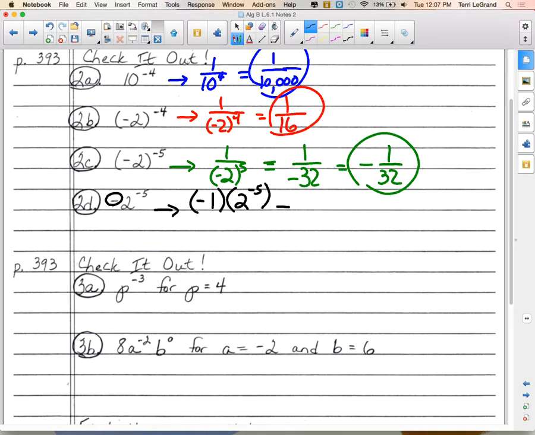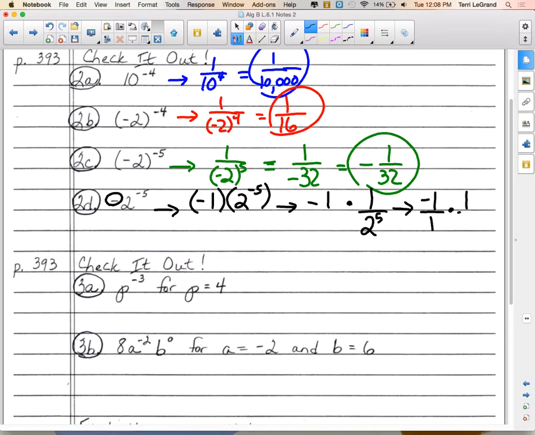So now we can rewrite this as -1, which is going to stay -1, multiplied times our 2 to the -5 power, rewriting it without its negative power: 1 over 2 to the 5th power. Okay, well now, let's make that -1 into a fraction also, since this second one's a fraction. We know how to multiply fractions.